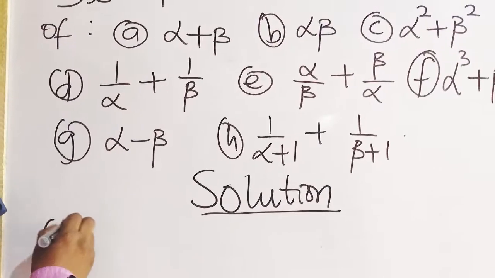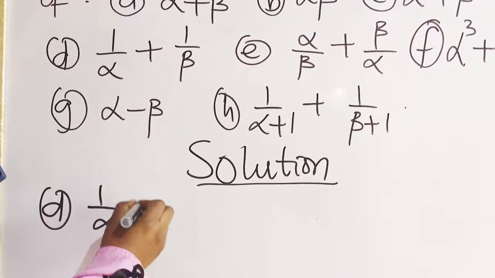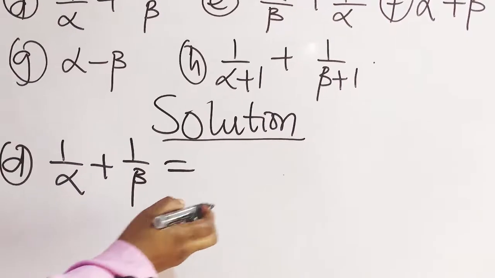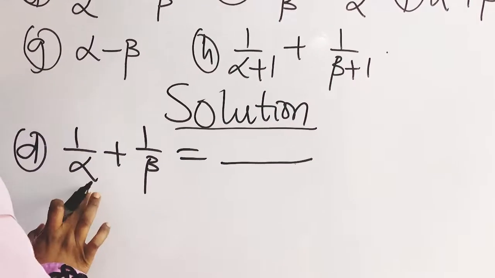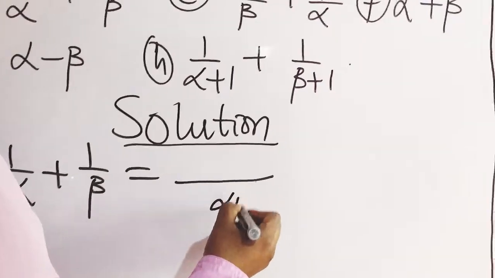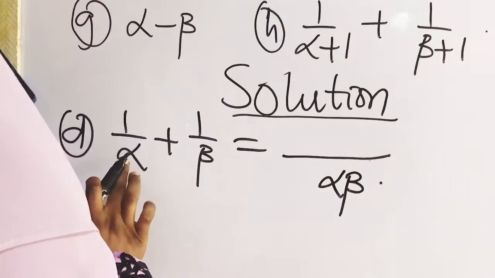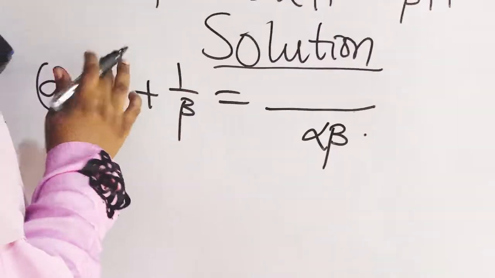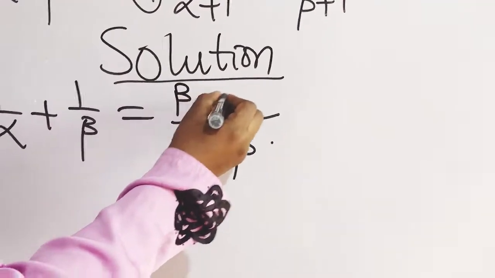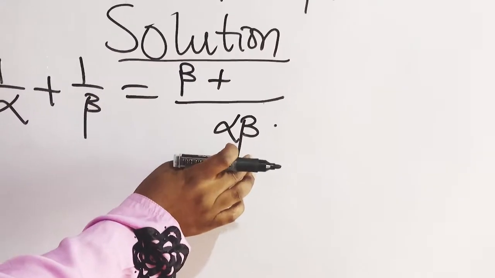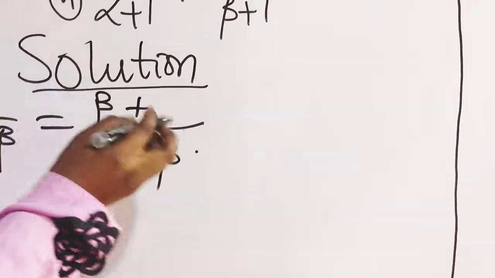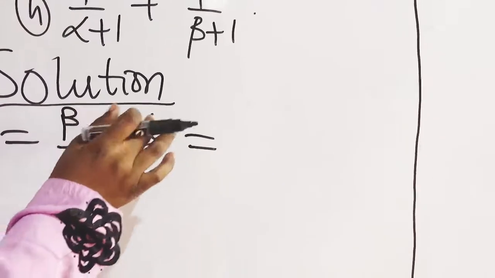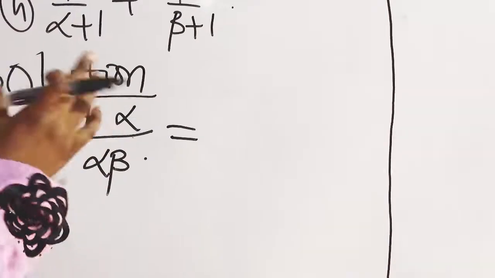D, 1 over alpha plus 1 over beta. So we need to simplify this one. If we find the LCM of alpha and beta, it is equal to alpha multiplied by beta. So alpha in alpha beta is equal to beta. Beta multiplied by 1 is equal to beta, plus beta in alpha beta is equal to alpha. Alpha multiplied by 1 is equal to alpha. And this one, they are symmetric. So if you interchange it, it's still the same thing.